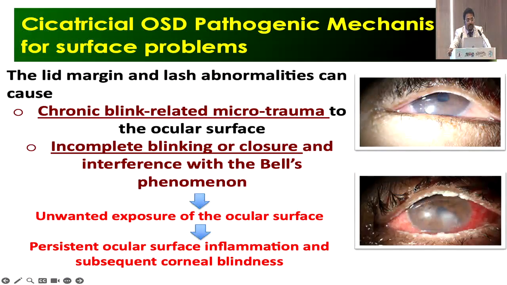If you look at the pathogenic mechanism of cicatricial ocular surface disorders, the lid margin and lash abnormalities can cause chronic blink-related microtrauma to the ocular surface. This patient had lid margin keratinization, and when the patient blinks, this rough surface rubs over the smooth surface of the cornea, and that leads to microtrauma. That leads to incomplete blinking or closure of the eye, and there is always some interference of the Bell's phenomenon. So all these things lead to unwanted exposure of the ocular surface.